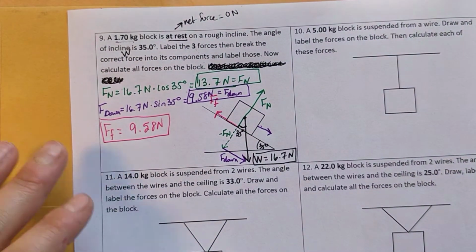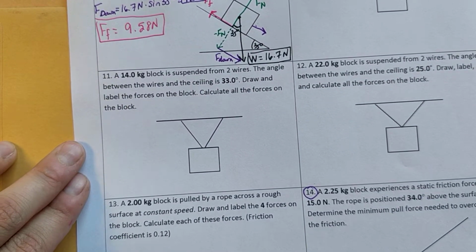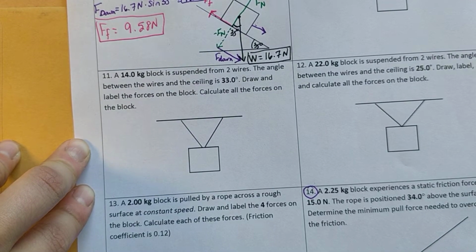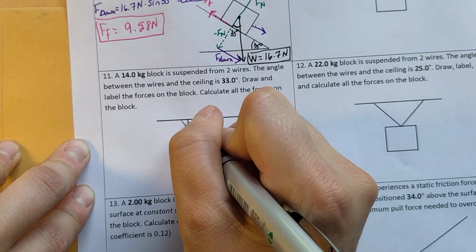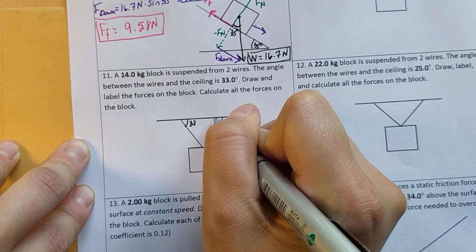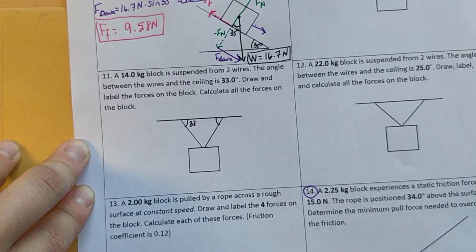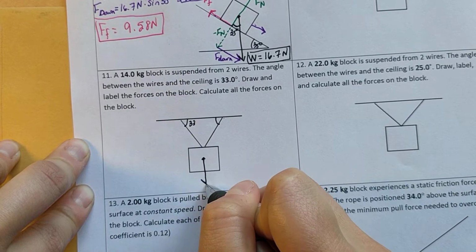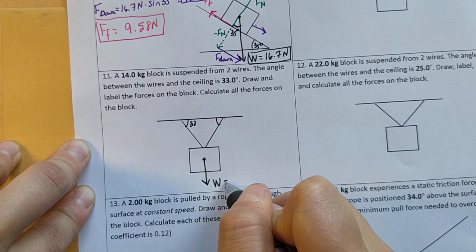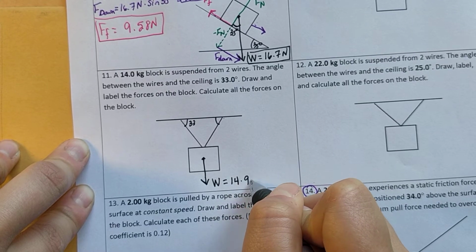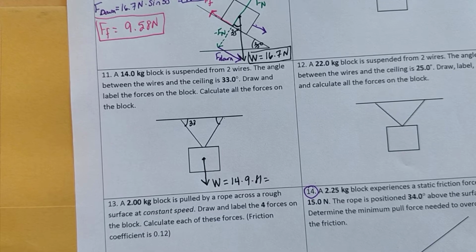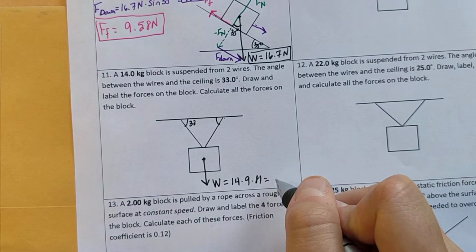Okay, going on to number 11. A 14 kilogram block is suspended from two wires. The angle between the wires and the ceiling is 33 degrees, so both of these angles are 33, and same over here, that's 33. Draw and label the forces on the block. Calculate all the forces on the block. So the first force we have is the weight of the object. That is equal to 14 times 9.81, which equals 137 newtons.